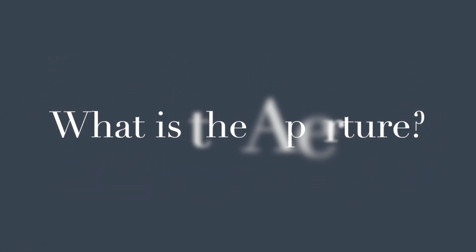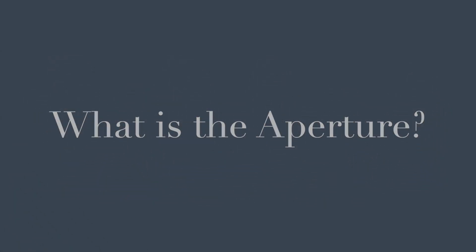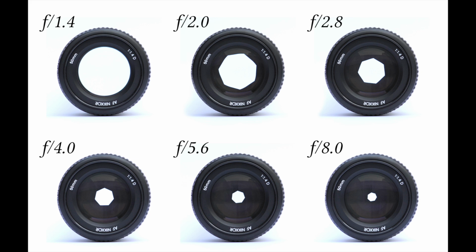And what is the aperture and how does it work? As you can see in this picture, the aperture is something that is inside your lens. At f1.4, you have the most light coming through the lens into the camera, and at f8 you can see the hole is much smaller, and thereby you'll have less light going through the lens into your camera.